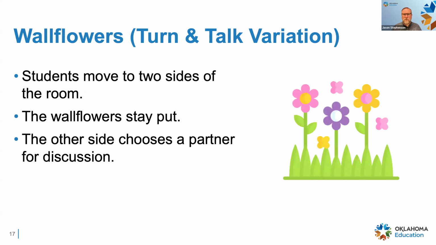Another option is wallflowers. Students may not know what a wallflower is. You could explain that to them if you wanted to. But in this case, students move to 2 sides of the classroom. One wall is the wallflowers. You could even have that labeled if you wanted to. So they have to stay put. And then the other side of the class, they are the ones who choose a partner from the wallflowers for discussion. So one side stays put, and then the others come and find a partner.